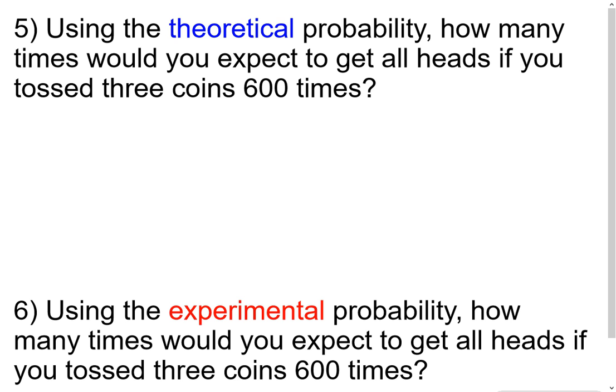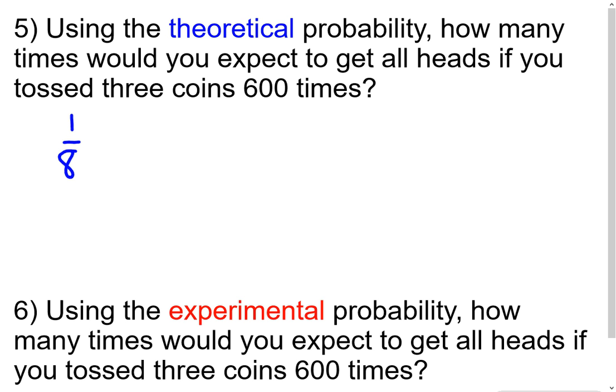Now, here's what I wanted to talk about in this lesson: how can we use probability to predict? It says, using the theoretical probability, how many times would you expect to get all heads if you toss 3 coins 600 times? Well, then I have to go back and think, what is the probability of getting all heads when I toss 3 coins? And we just did that. So the probability of all heads is 1/8.